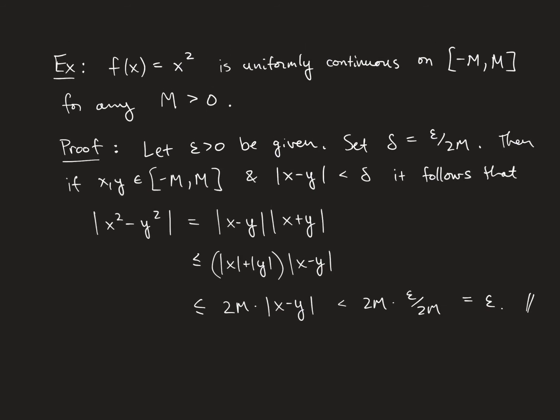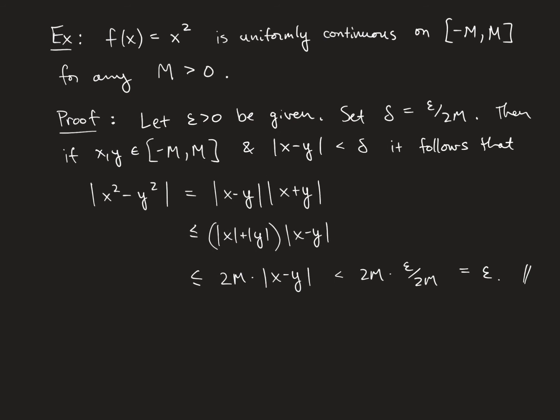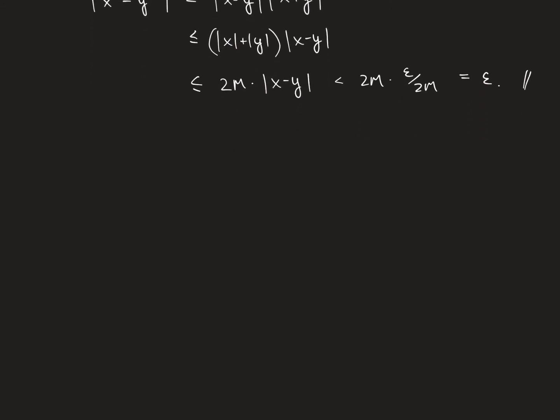Okay, so you notice our delta here doesn't depend on any particular point. It just depends on the whole set here, right? So our delta depends on epsilon and the set, in the sense that our set was presented in terms of this number m. So we have that m showing up in the delta. So uniform continuity sort of depends on the domain. And I'll illustrate that with the next example.